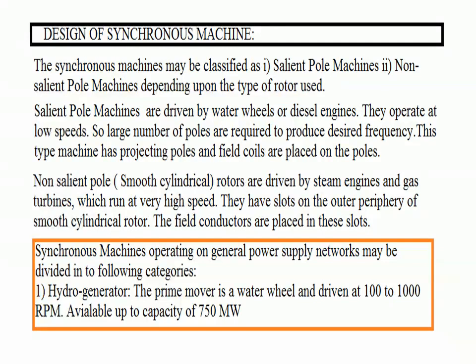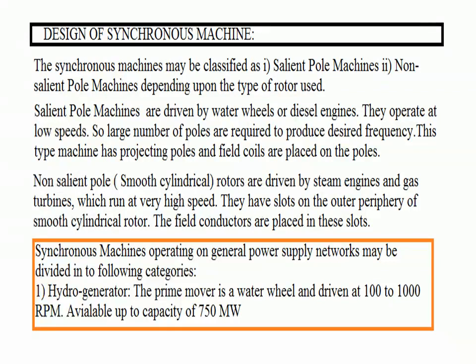On the opposite side, non-salient pole type or smooth cylindrical type rotors are used. These rotors are mechanically sound in construction. These are used for high speed applications. Then these are coupled with steam engines or gas turbines, where they are subjected to higher speeds. They have the slots on the outer periphery of the smooth cylindrical rotor. Then the field windings are placed in the slots. This depends upon the types of rotors.